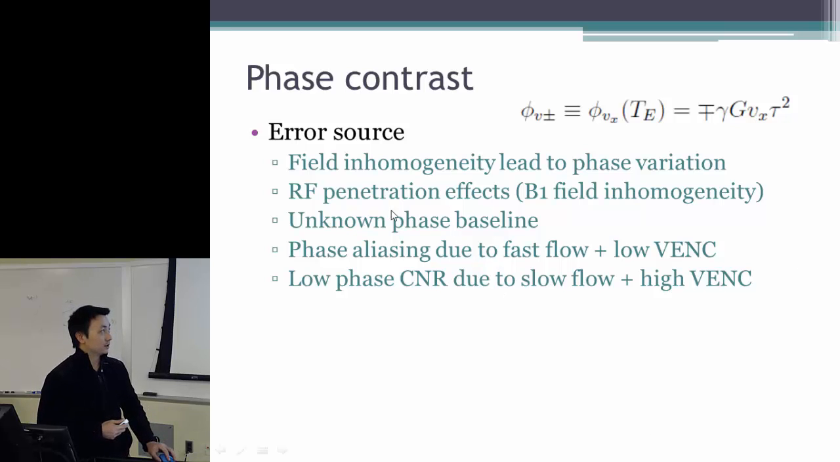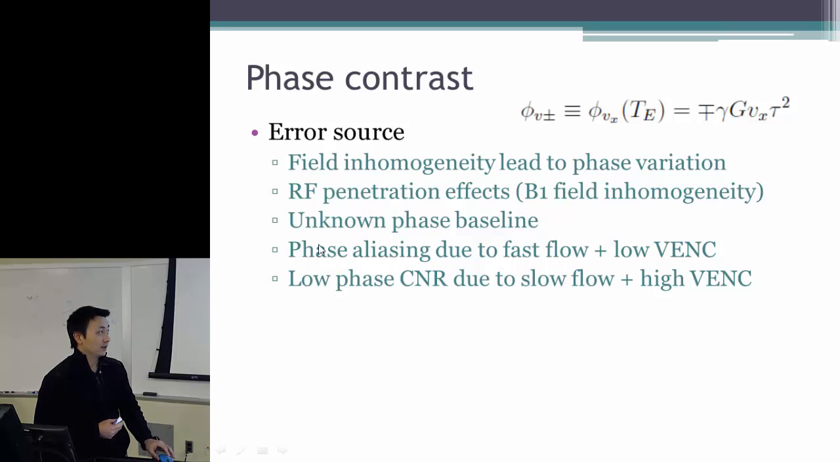So the first source of error will be field inhomogeneity. If there is a background gradient, then additional phase will develop on top of the flow, on top of our applied bipolar gradients. So that means it will also lead to phase variation. Also, there can be some RF penetration effects, which is B1 field inhomogeneity. It can also affect the phase of the images.